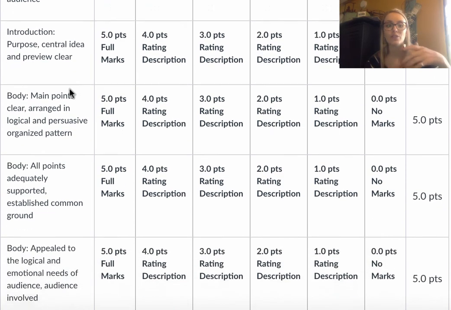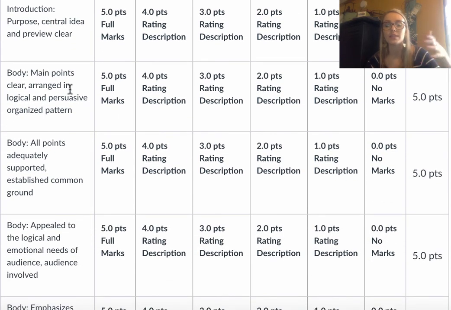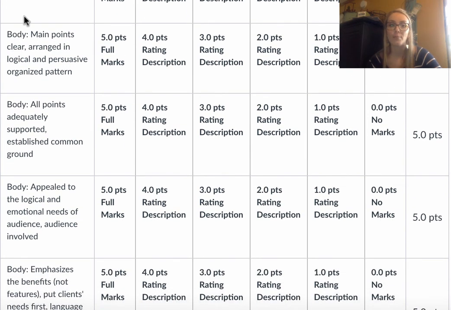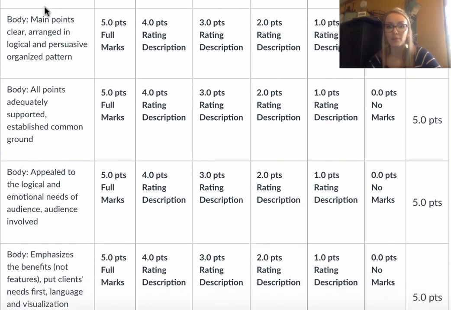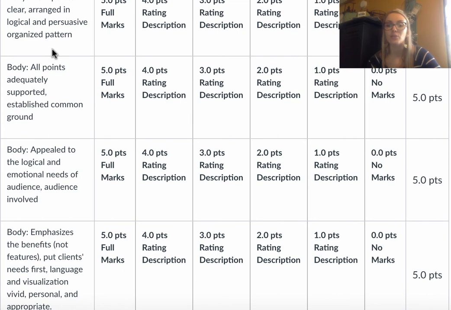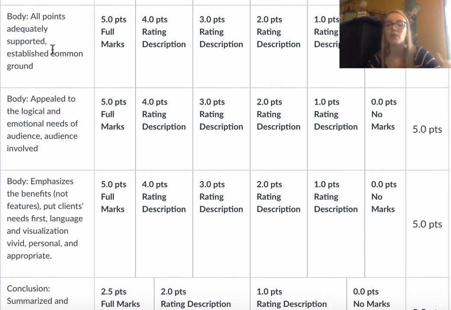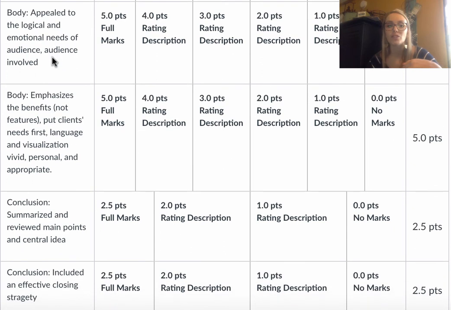Going through the intro, are your central idea and your purpose clear? Did you give us a preview of what's to come? That preview is going to be based on your organizational pattern and what we know the points should include. Our main points, are they clear? Do they follow that preview in the exact order? Is your persuasive pattern clear? Your body, are all the points adequately supported? Did you continue to establish common ground with your audience? Did you appeal to both their logical and their emotional needs?